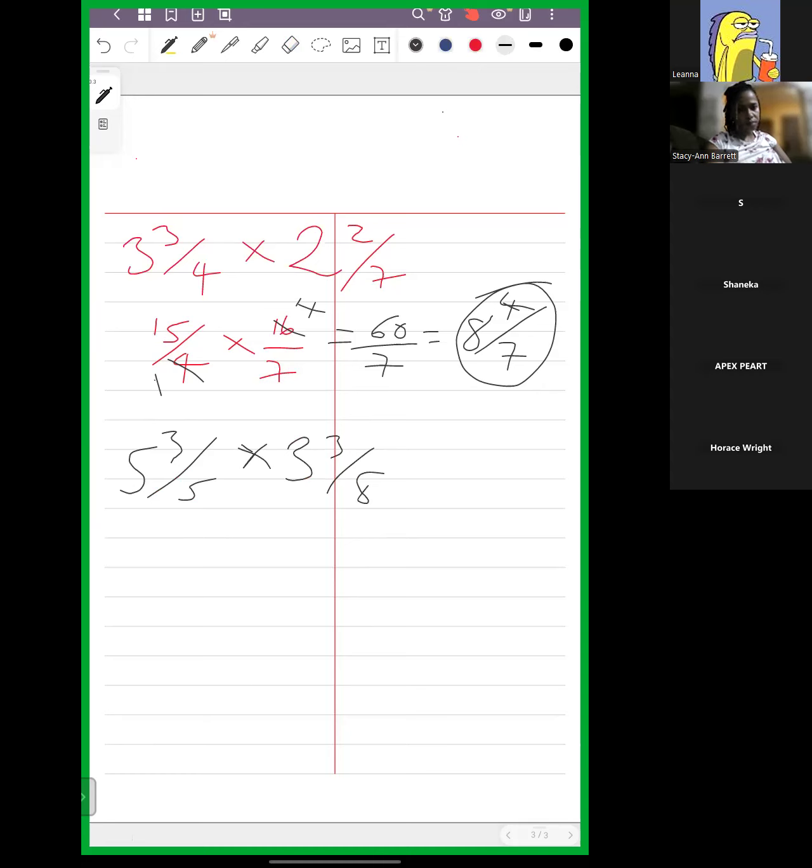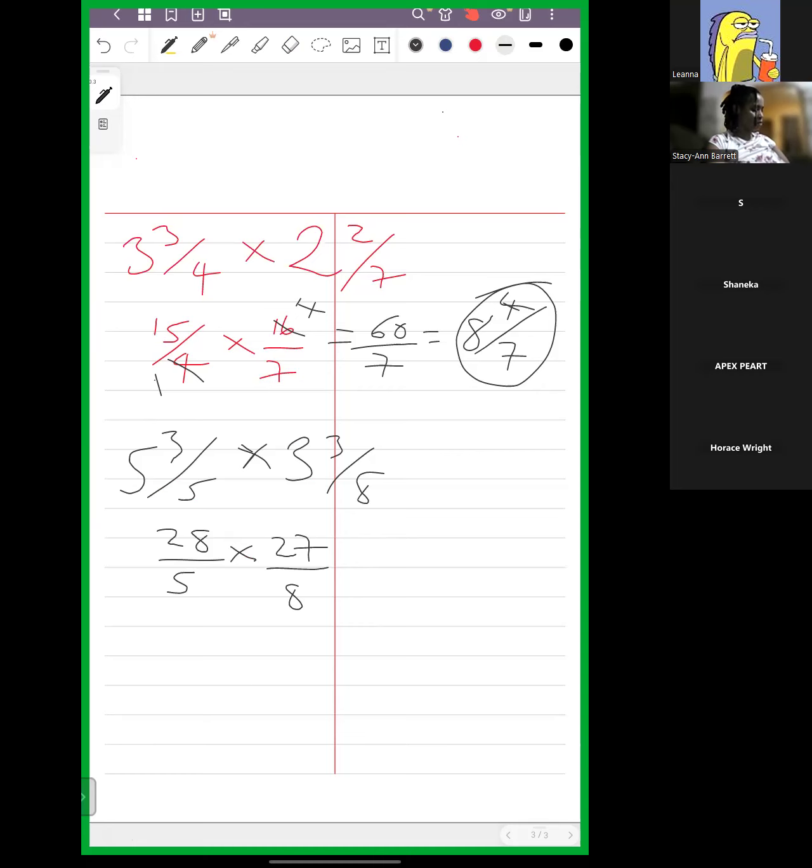Proceed. 5 multiplied by 5 is 25. 25 plus 3 is 28 over 5. And 8 threes is 24. And 24 plus 3 is 27 over 8. All right, nice. We'll end up with the other diagonal being able to cancel.